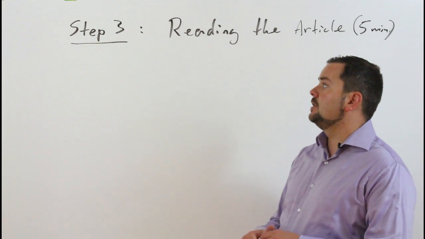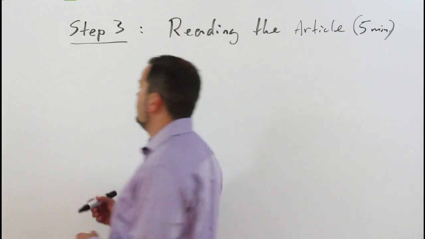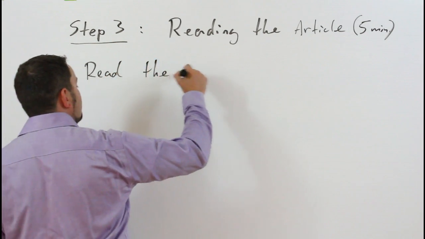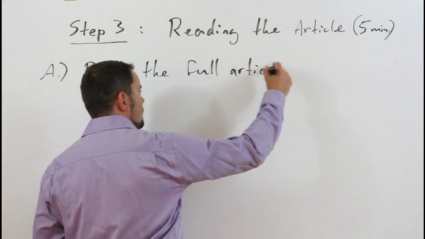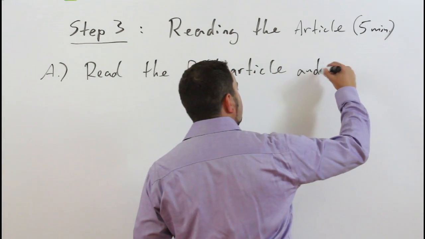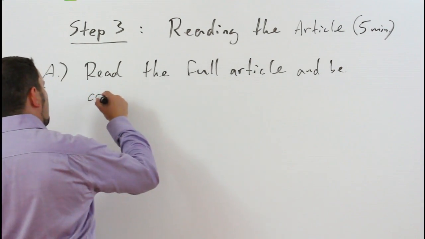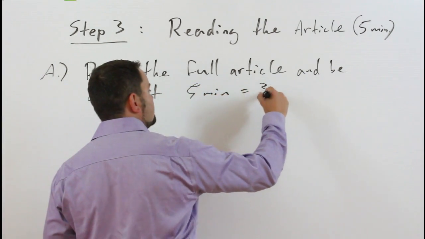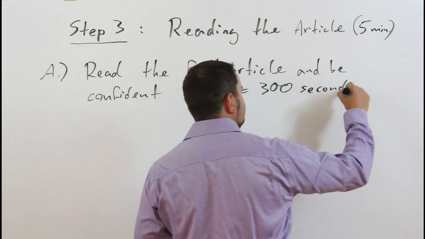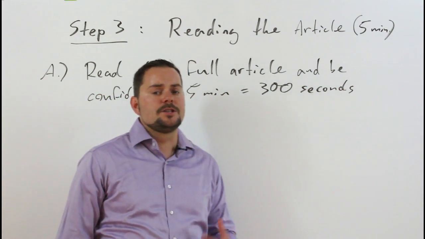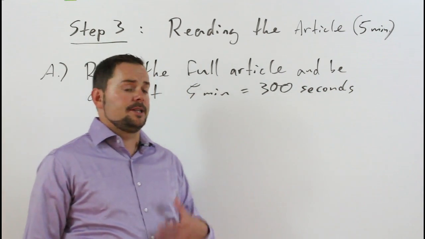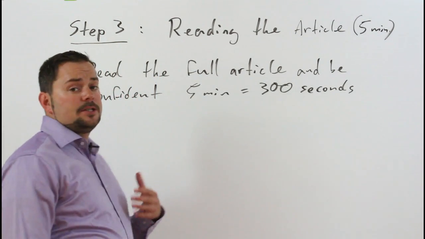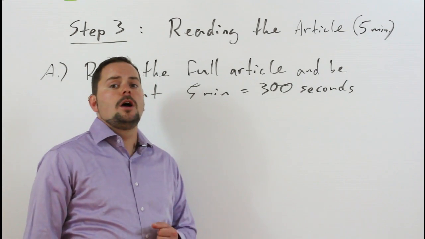So as you're reading, again, the first point here is read the full article and be confident. 5 minutes equals 300 seconds. So if you think about it as 300 seconds, you will hopefully calm down a bit and realize that it's a lot more time for just one page of text. And that still leaves you a lot of time for answering questions, of course.